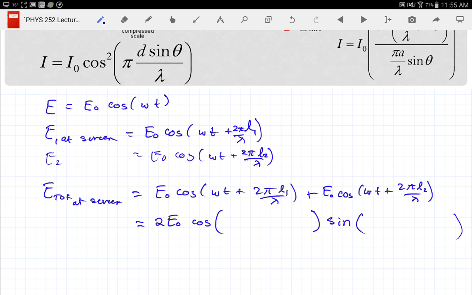Now, if I subtract them, the omega t subtract out, and I'm going to be left with just the two terms that had the L, and then it's divided by 2, so I better put over 2's. So subtracting them, it's going to be 2 pi over lambda times L1 minus L2. Adding them, it's going to be 2 omega t plus 2 pi over lambda times L1 plus L2.